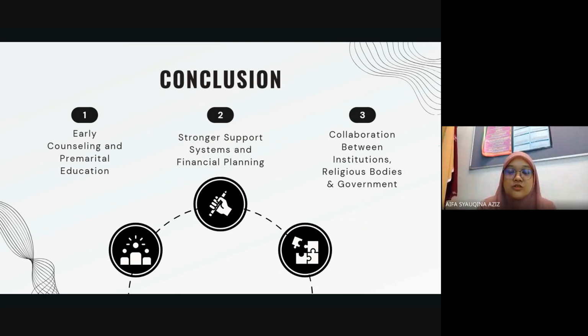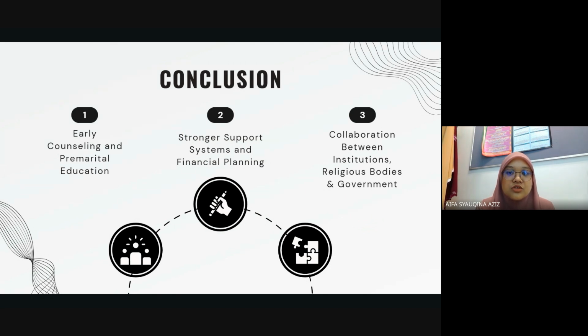So for the conclusion, the increasing divorce rate in Malaysia, especially among younger couples, signals a serious need to address relationship challenges early on. This highlights the importance of providing accessible early counseling service and comprehensive premarital education to better prepare individuals for married life.